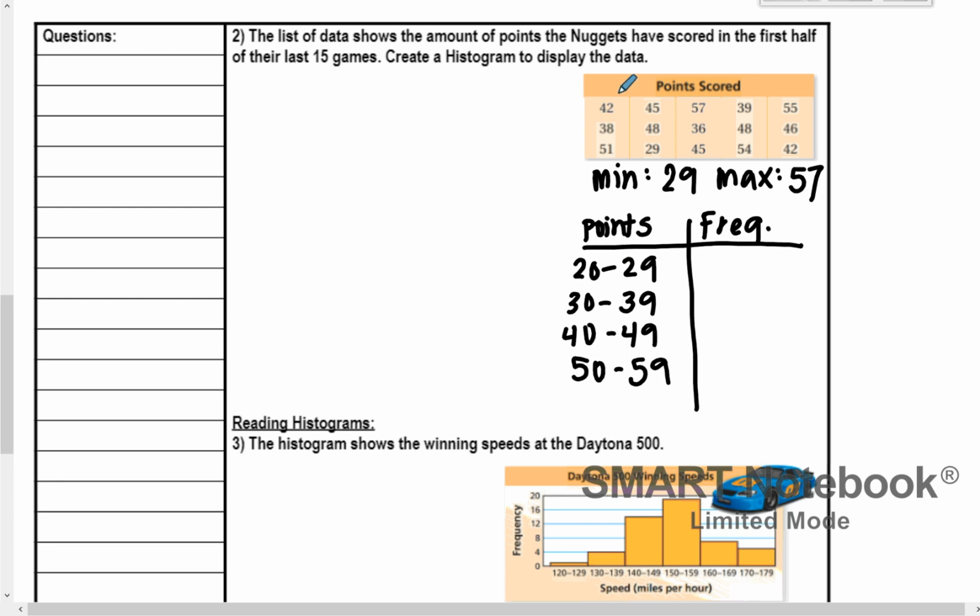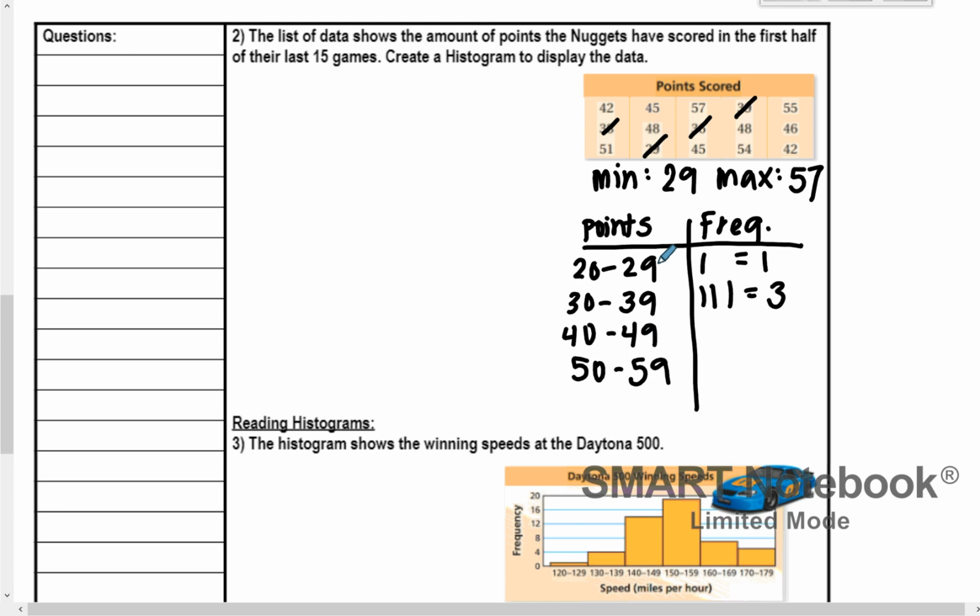20 to 29. Let's go through each column and see if we have a number that's 20 to 29. There's one. We're just going to make tallies. There's none, there's none, there's none. So it just stays 1. Okay. 30 to 39. Here we have 1, 2. Remember, it includes 39. 3. So there's going to be 3 there.